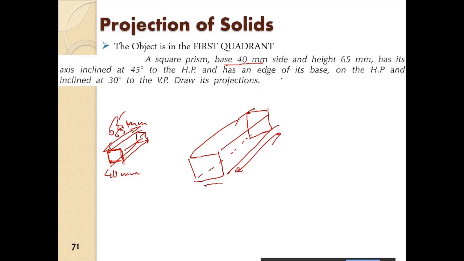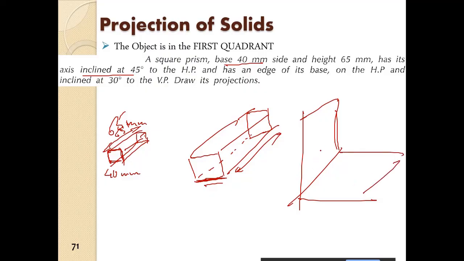has an edge on its base on the HP. So one of the edges is on the HP and it is inclined at 30 degrees to the VP. Axis has its axis inclined at 45 degrees to the HP. Right, axis is inclined at 45 degrees. So if we consider the axis is at 45 degrees to the HP and has an edge of its base on the HP. So it is here itself.